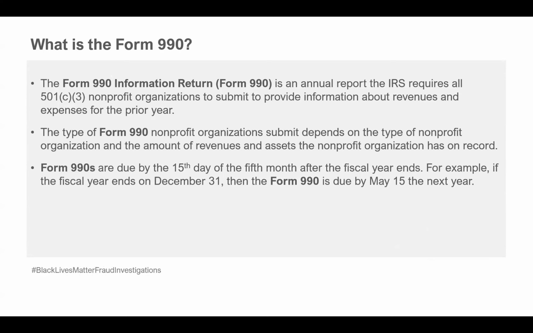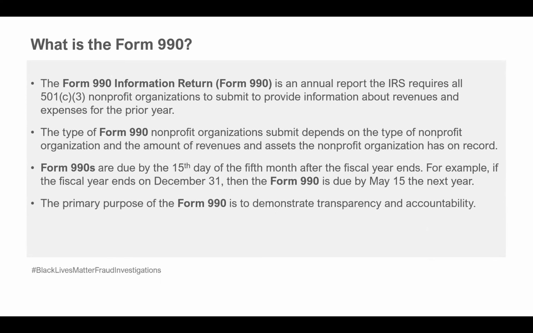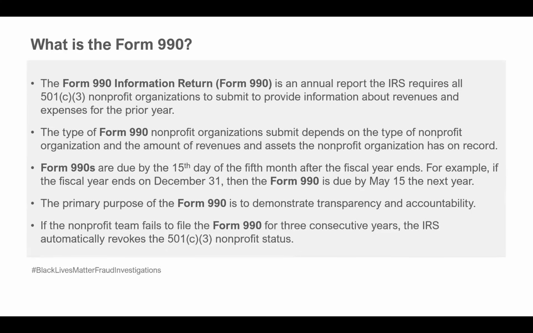Form 990s are due by the 15th day of the 5th month after the fiscal year ends. For example, if the fiscal year ends on December the 31st, then a Form 990 is due by May the 15th the next year. The primary purpose of the Form 990 is to demonstrate transparency and accountability. If the nonprofit team fails to file the Form 990 for 3 consecutive years, the IRS automatically revokes the 501c3 nonprofit status, and you will have to apply to earn the status all over again from the beginning. So that's the Form 990.